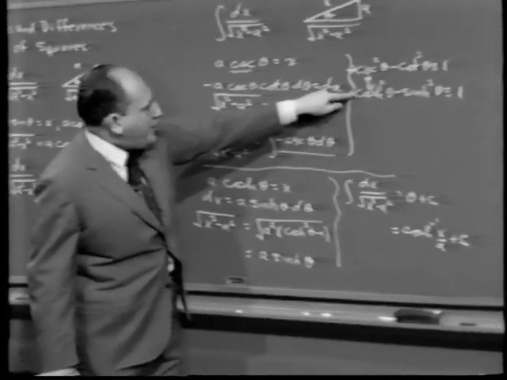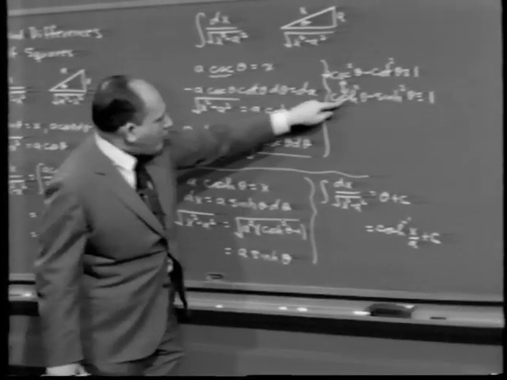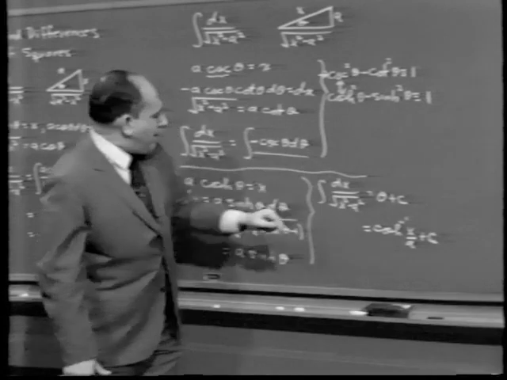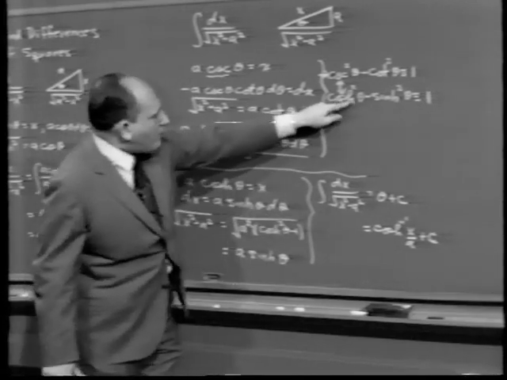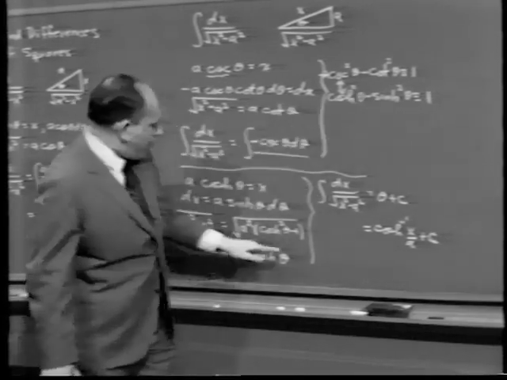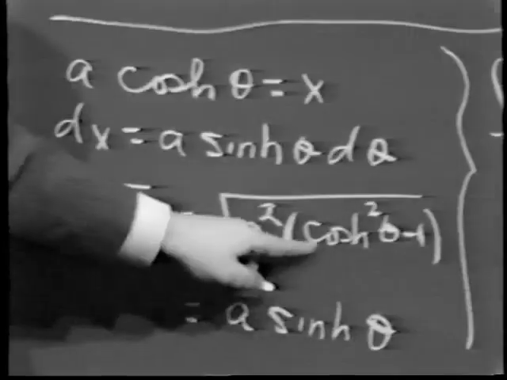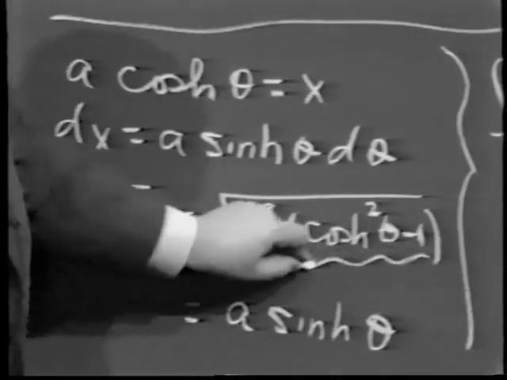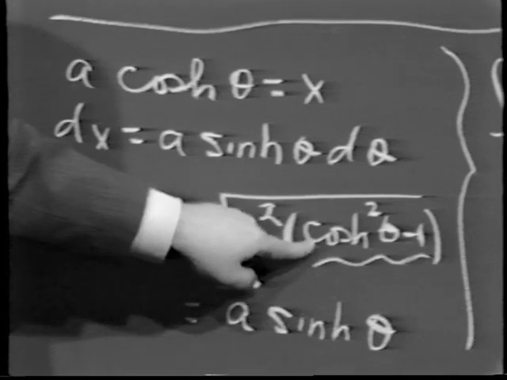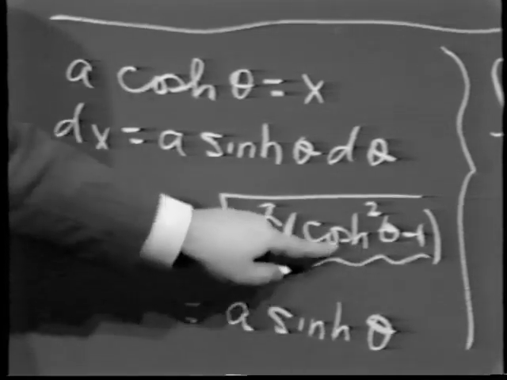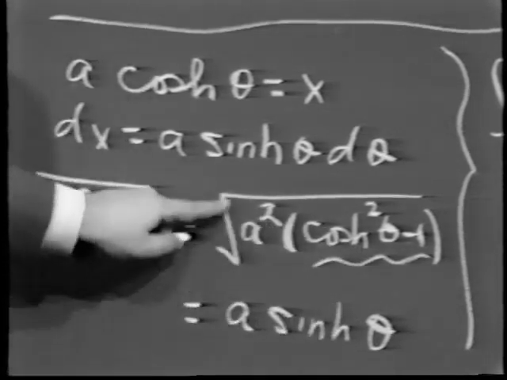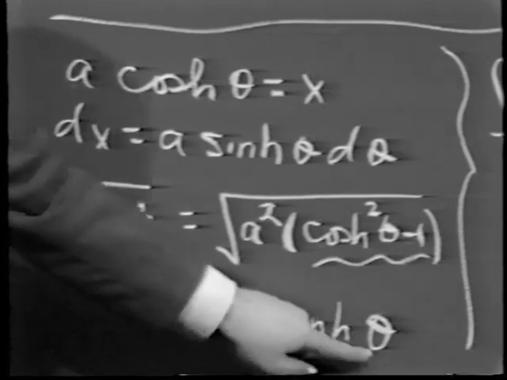Cosh squared theta is 1 plus sinh squared theta. Cosh squared theta minus 1 is sinh squared theta. And you might say, wasn't that terrific? What a lucky break it was that this complicated expression just happened to be sinh squared theta, and now taking the square root, I get a sinh theta.